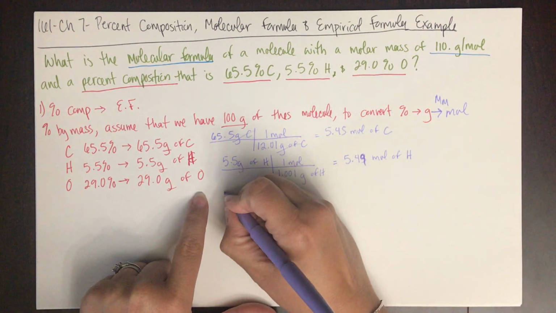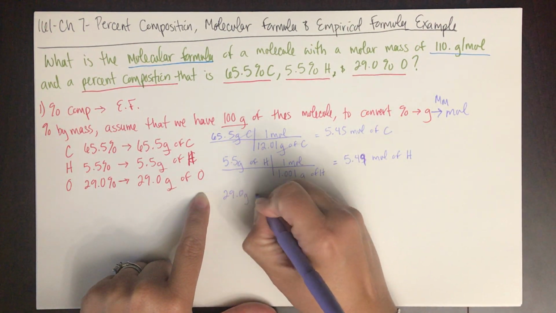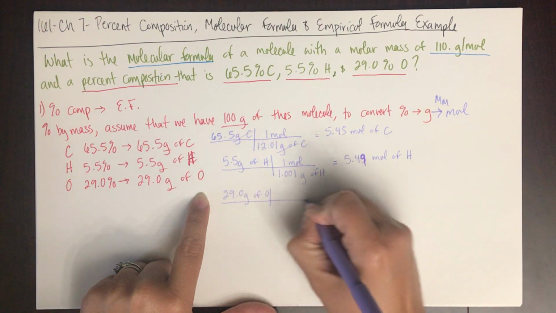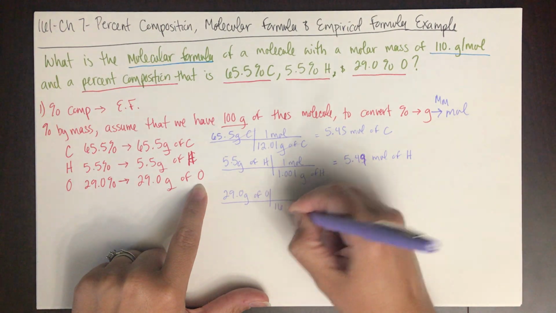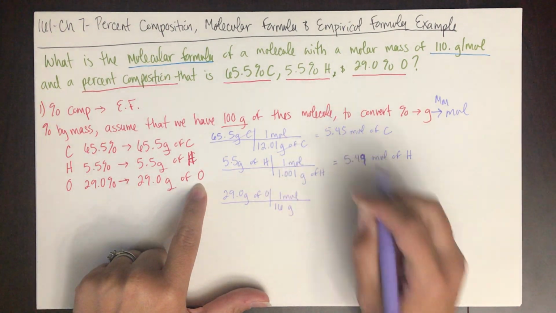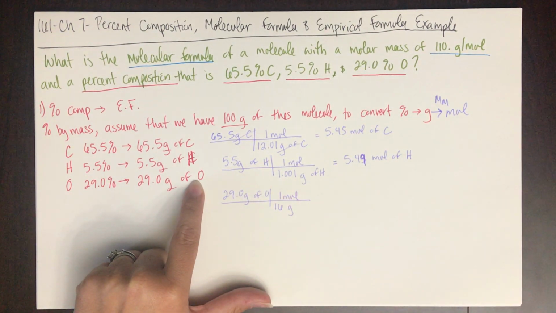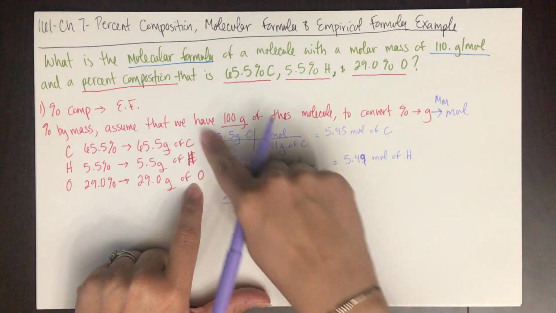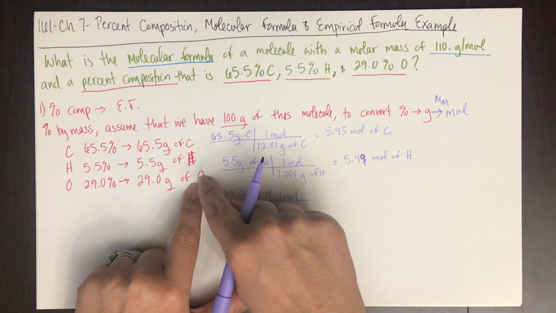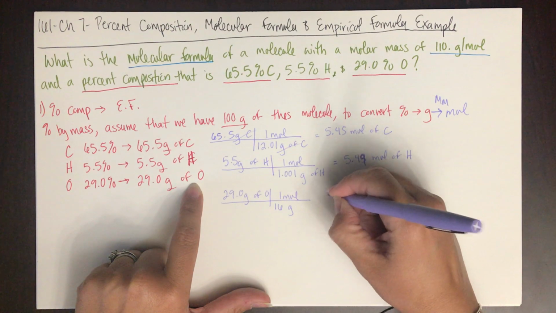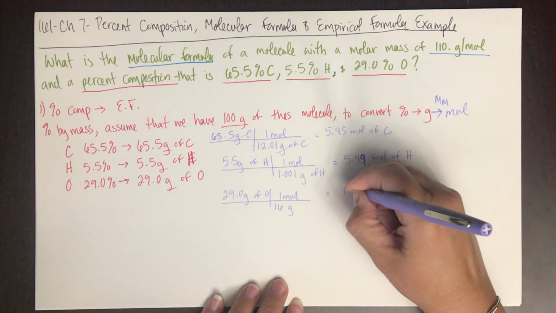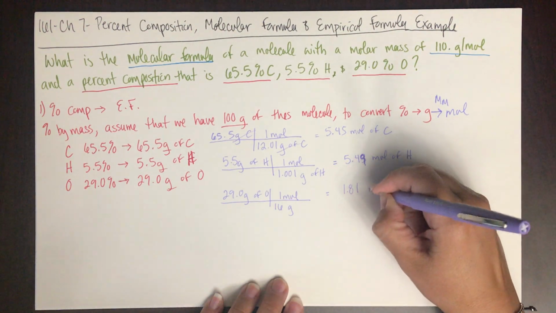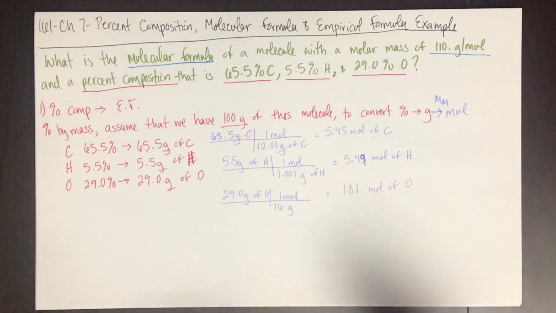If I have 29.0 grams of oxygen, and a mole of oxygen is about 16 grams in 1 mole. This is not diatomic oxygen, this is just oxygen, and it's in this molecule, which is why it doesn't need to be in a covalent bond with itself. So 29 divided by 16 is about 1.81 moles of oxygen.